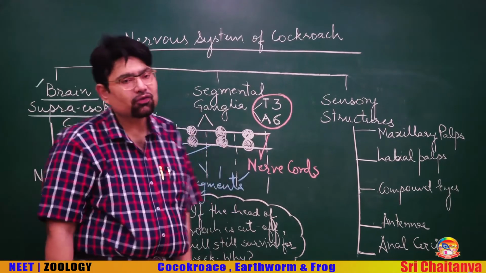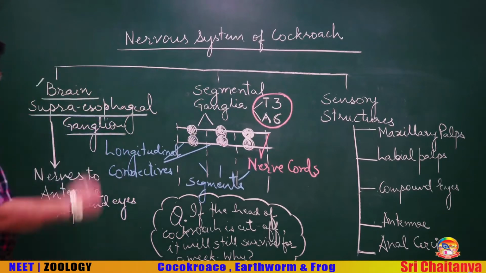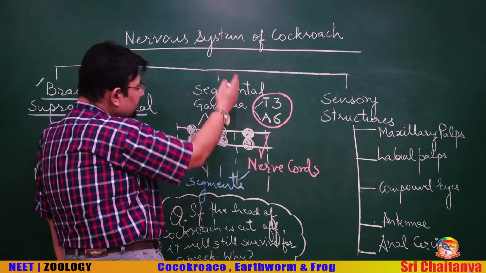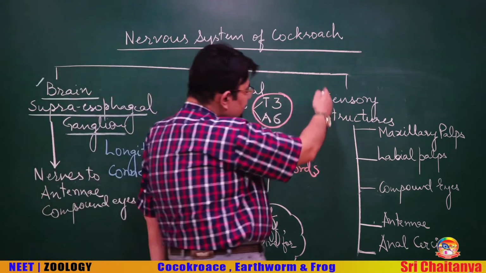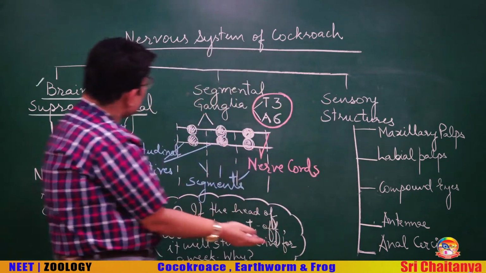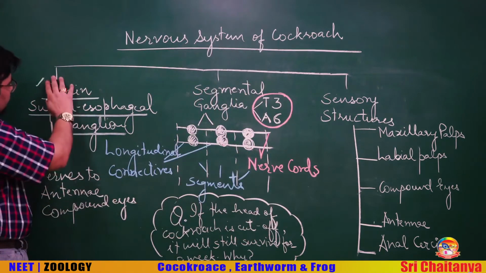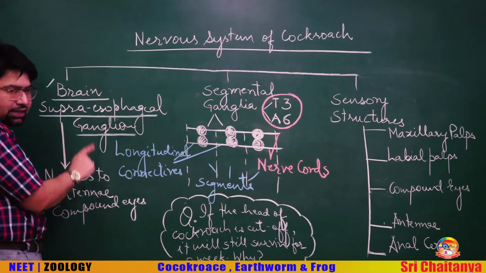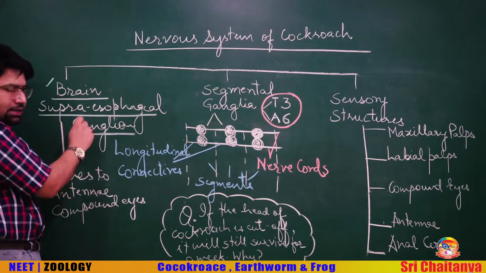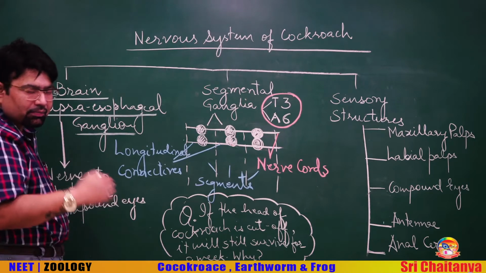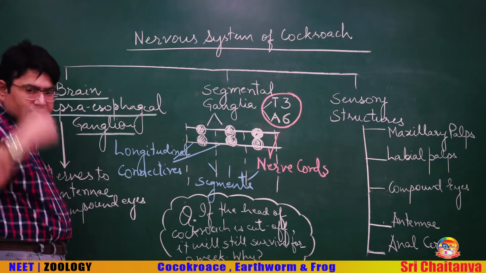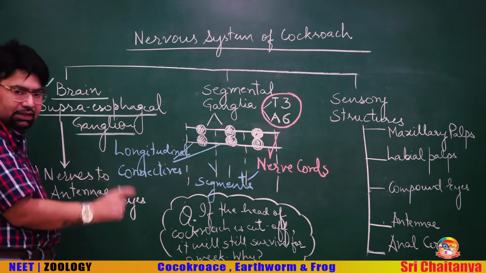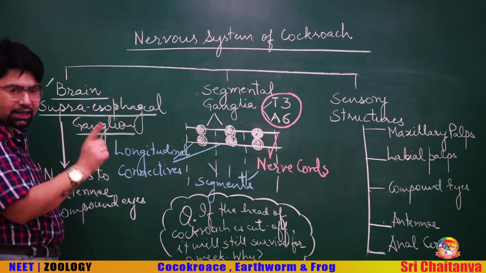The nervous system of cockroach. The different parts of the nervous system: brain, then it has segmental ganglia and sensory structures. Coming to the brain, what is brain actually? Brain is nothing but the supraesophageal ganglion. We are calling this ganglion the brain because of its dorsal location. Nerves arising from the antennae and the compound eyes are connected to the brain.